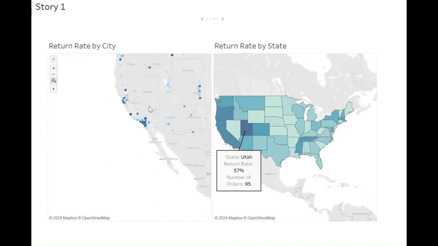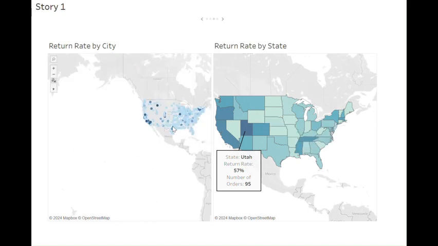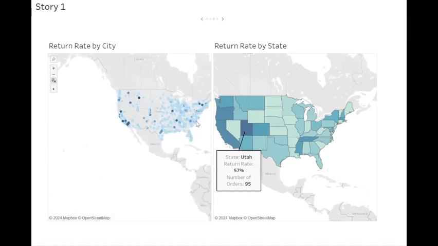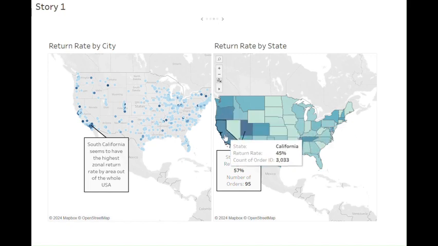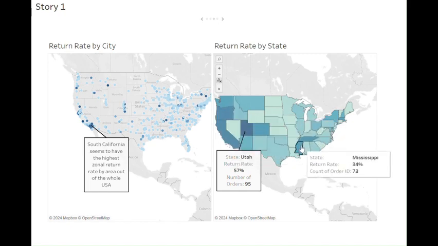Now, when we check out return rate by state, the state with the highest return rate is Utah with 57%. And then it was followed by California, Oregon, and all these 45 to high 30s states like Colorado and Tennessee.